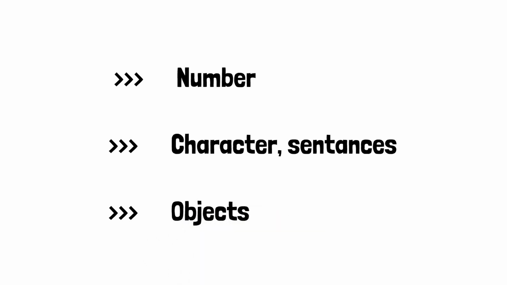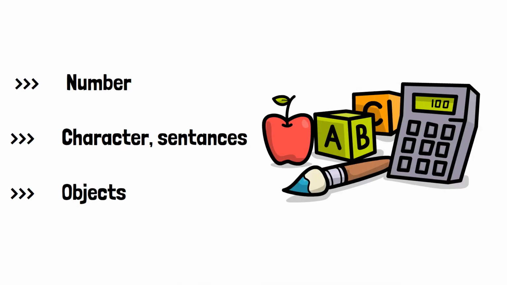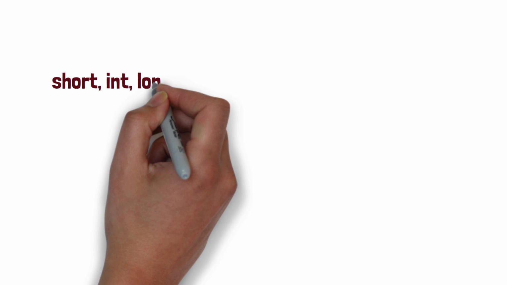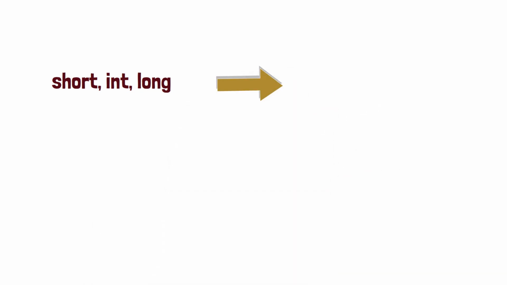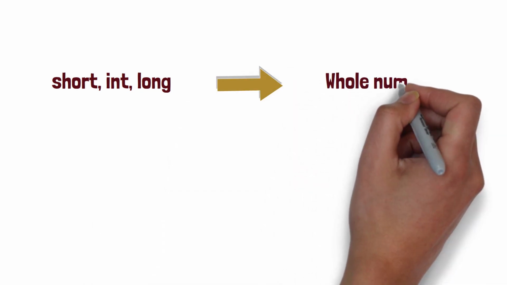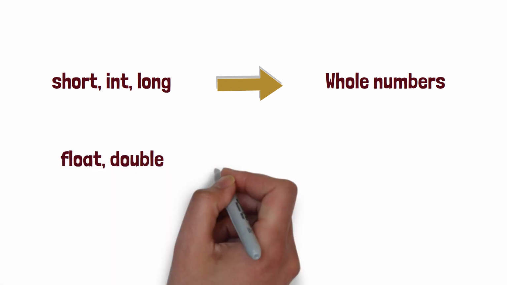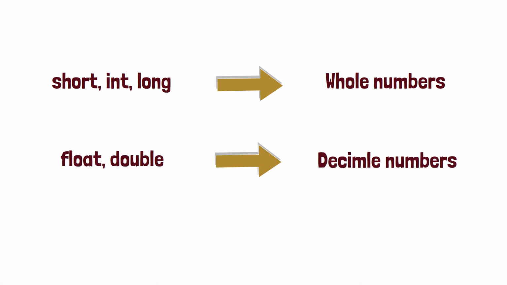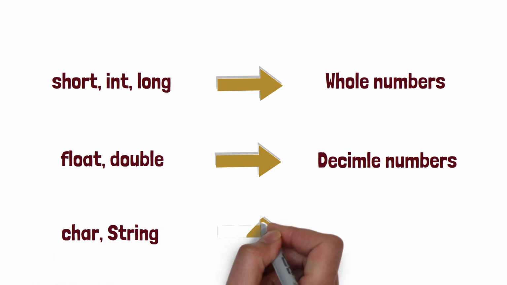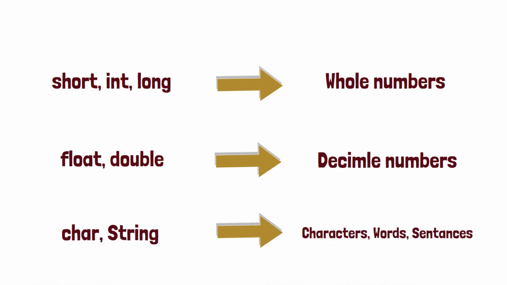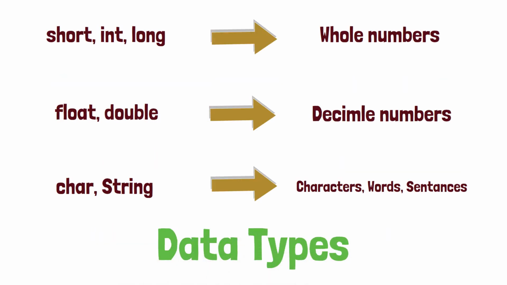Now in the real world we have different types of objects. In the same way, in Java we have short, int, long for whole numbers, float, double for decimal numbers, char for characters, and string to store words and sentences. So these types like int, long, float, double, char, which store different types of data, are called data types.